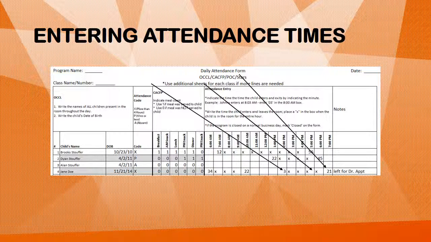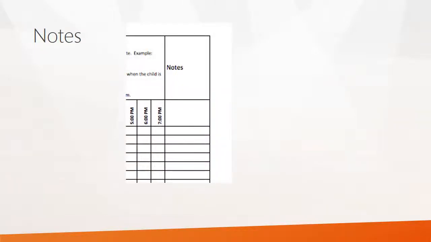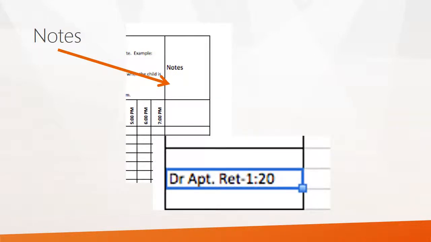This is a great example of how to document classroom attendance for those children who may leave throughout the day. They may leave to go to another classroom, they may leave for a related service, or in the case of Jane Doe, they may leave for a doctor's appointment. We've included a notes section on the attendance form in order to document such unique cases, such as the example with Jane Doe, where we indicated that she left in order to attend a doctor's appointment.